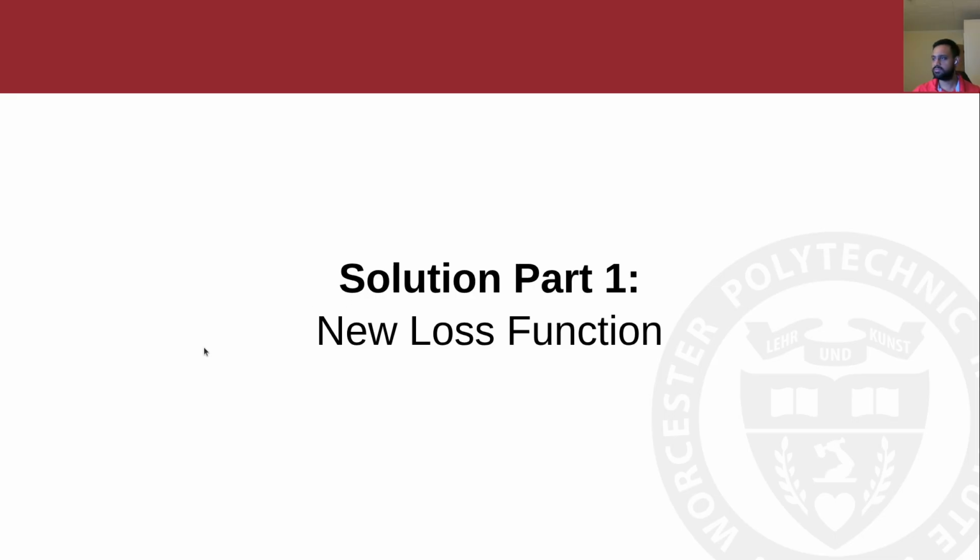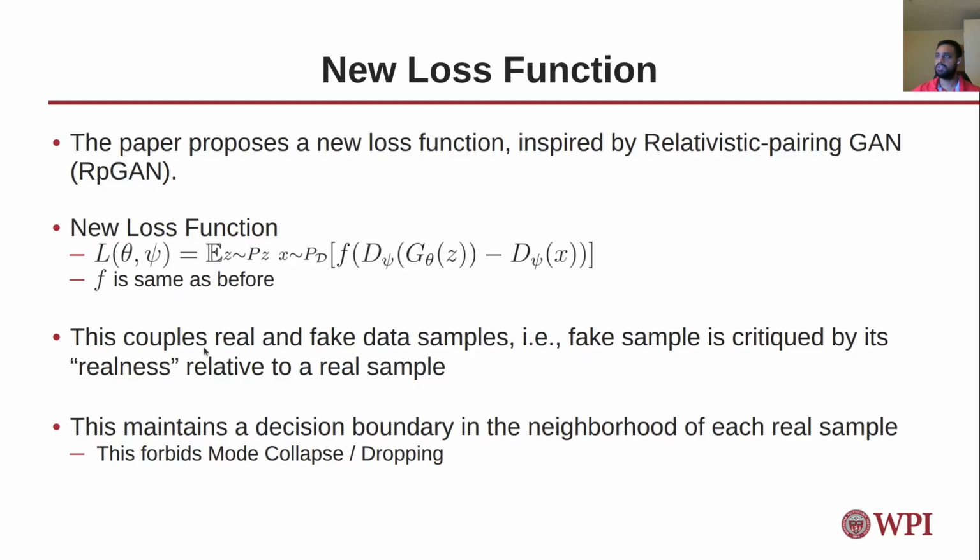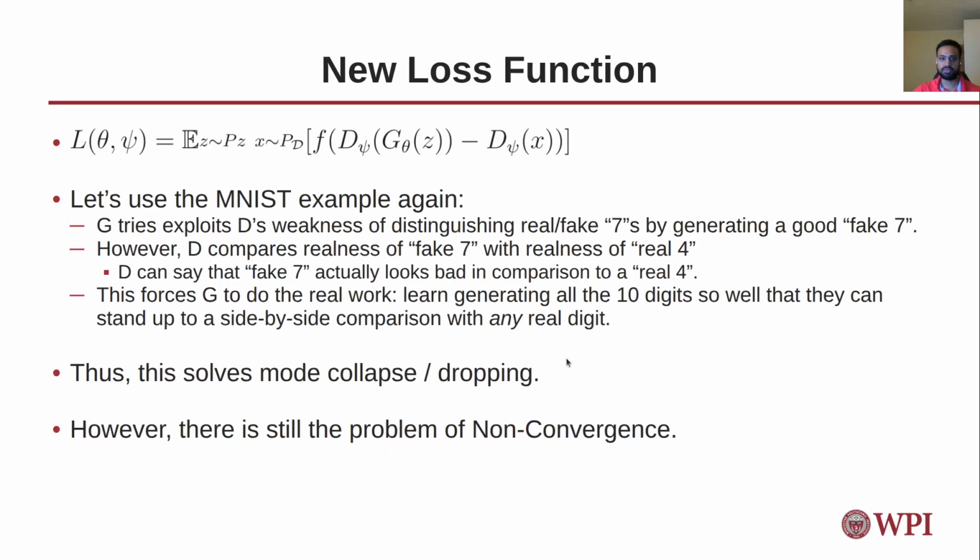So, what's the solution? We introduce a new loss function. The paper proposes a new loss function which is inspired by the relativistic pairing GAN, or RpGAN, which looks similar to the original loss function. The only difference is that here the discriminator's output on fake samples and real samples are coupled together, such that the fake sample is always critiqued by its realness relative to a real sample. This allows the loss to maintain a decision boundary in the neighborhood of each real sample.